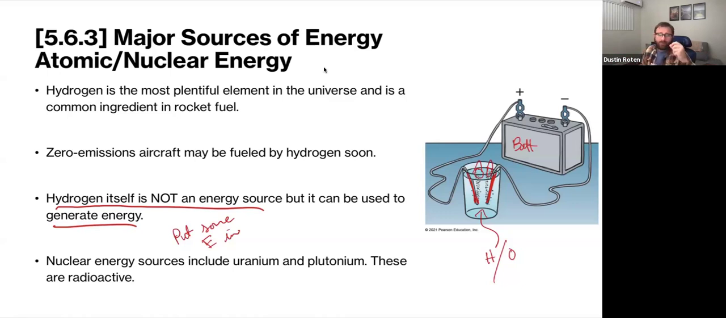Beyond hydrogen, we do have some nuclear energy sources, like uranium and plutonium. These are actually radioactive, so that's why they're a source while hydrogen is not. Since they're radioactive, you can collect that radioactivity and use it to generate heat.